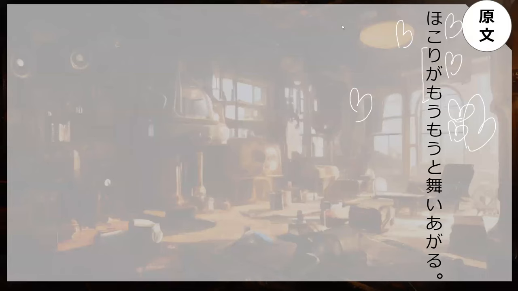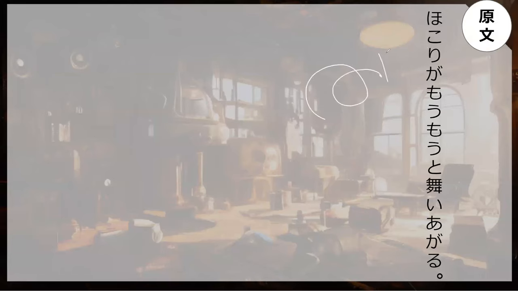Ichidan agaru tabi ni hokori ga mai agaru. Every time he goes up a step, agaru, hokori ga mai agaru, the dust flies up. Perfect. Or up. Now you get to go read a line from the book.